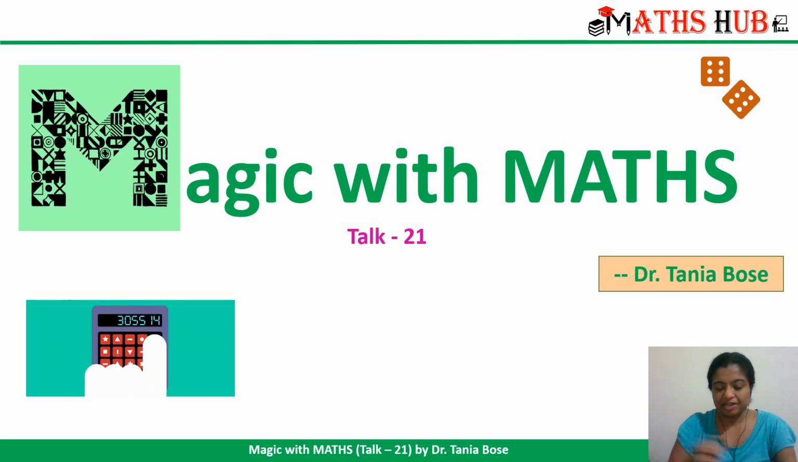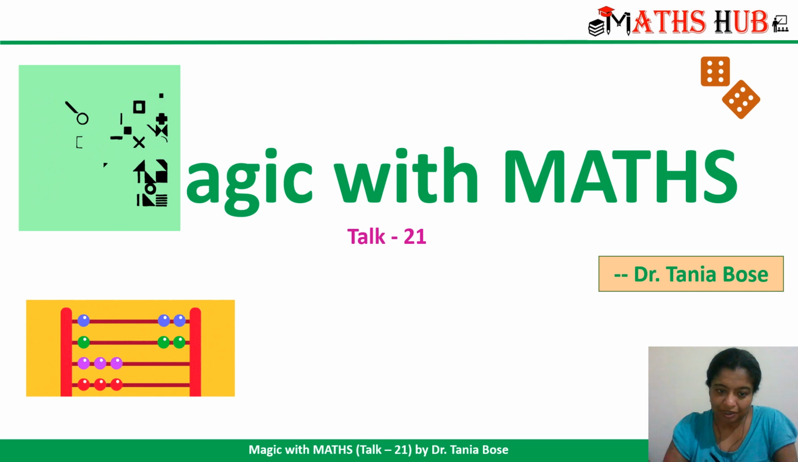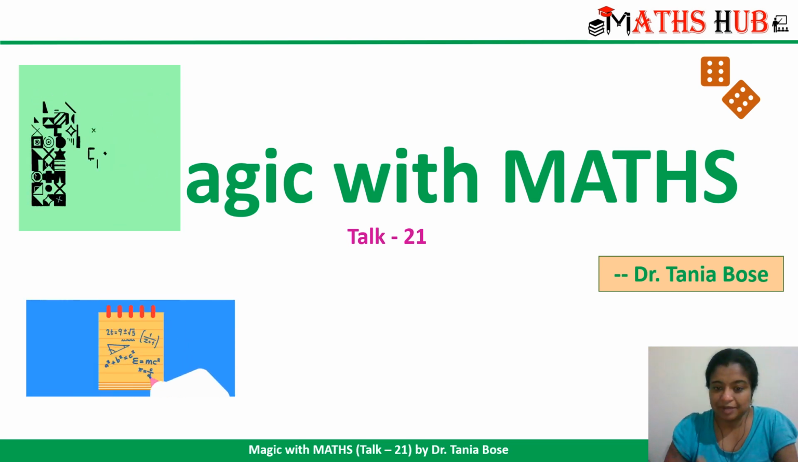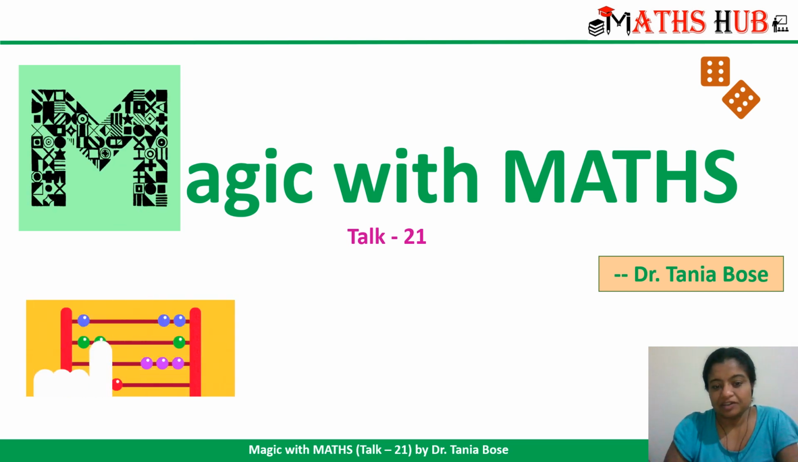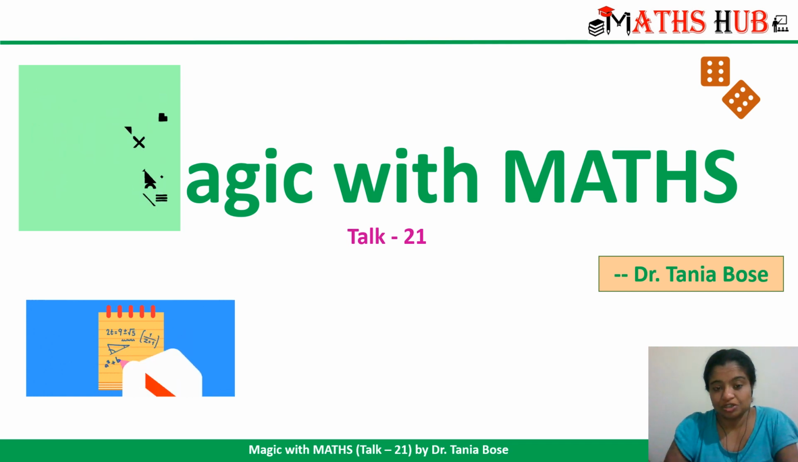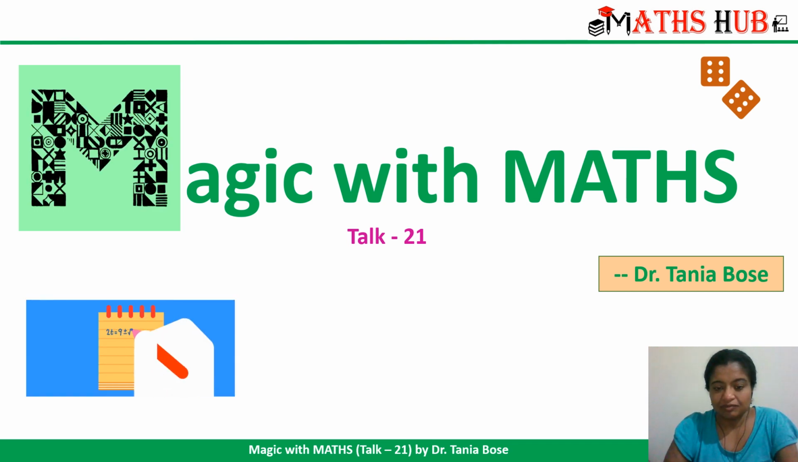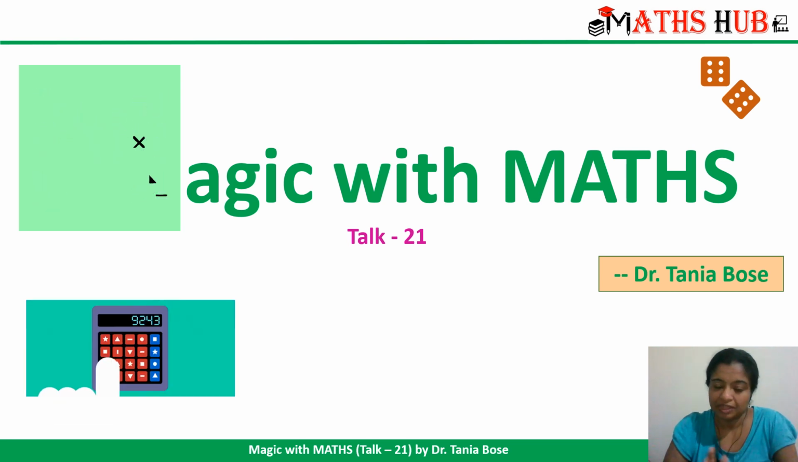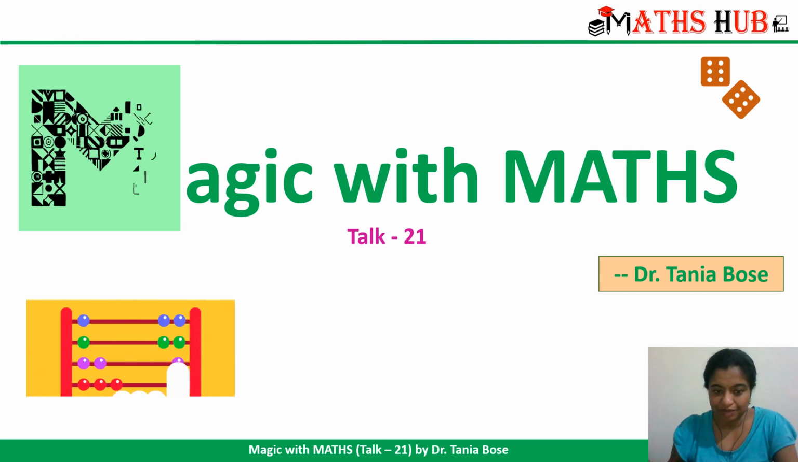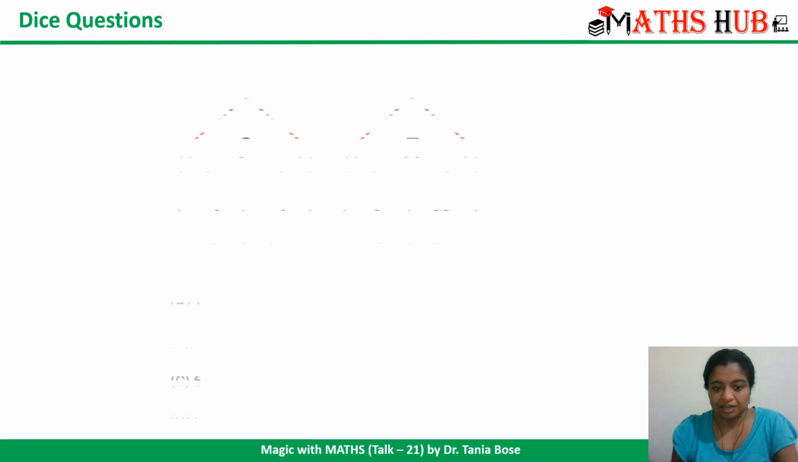So in these video lectures, I'm presenting you with some shortcut tricks which are known as magic with maths. In the previous video, I told you about the short trick for solving a single die question. Now let us see how we do the questions when two dice are rolled together. So now let us look at the first question.